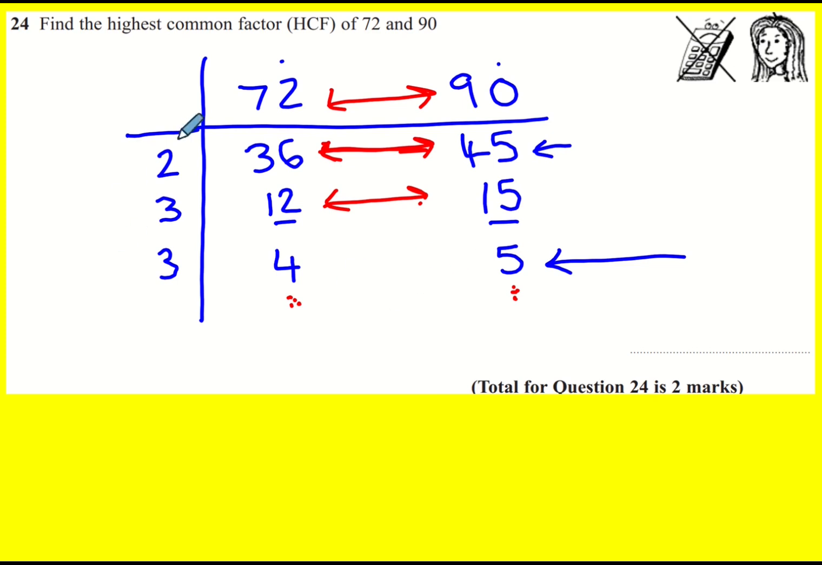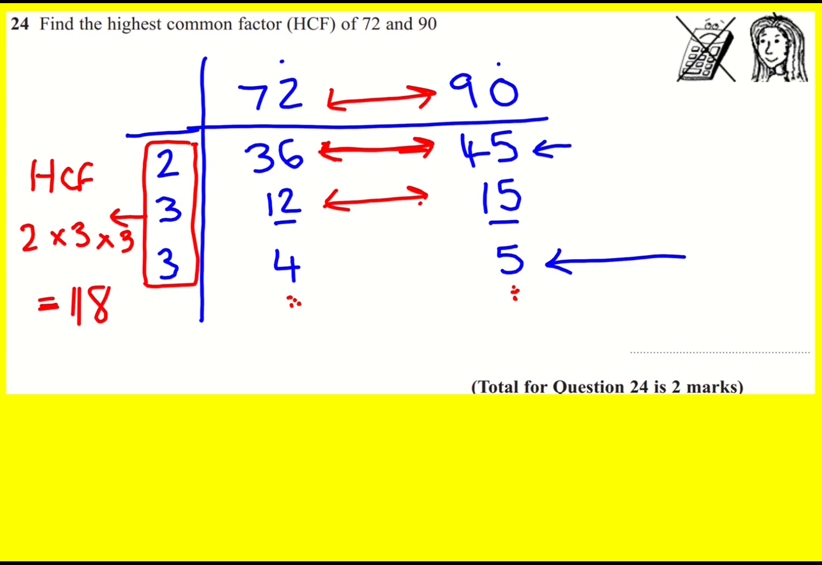And then what you've got here is, if you multiply these, you get your highest common factor. So 2 times 3 times 3, which is 18. So again, the pen wasn't working there for a second. 2 times 3 times 3 is 18, and you get your highest common factor that way.